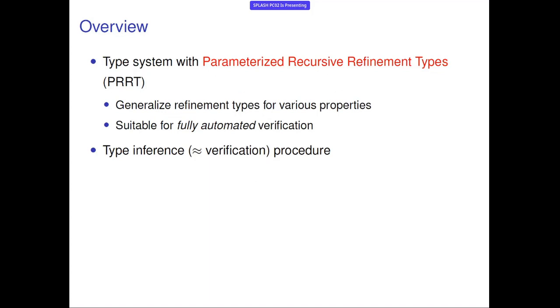So we introduced the type system with parameterized recursive refinement types, which generalize refinement types for various properties. And this type system is suitable for fully automated verification. We also proposed the type inference procedure, or in other words, program verification procedure. So let me give an overview with examples.